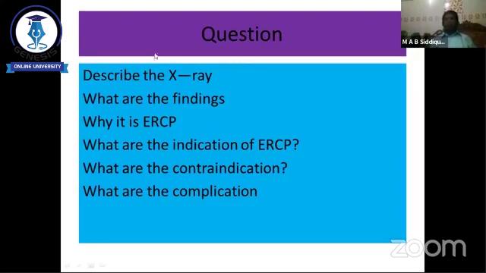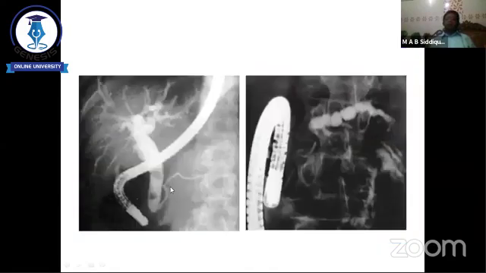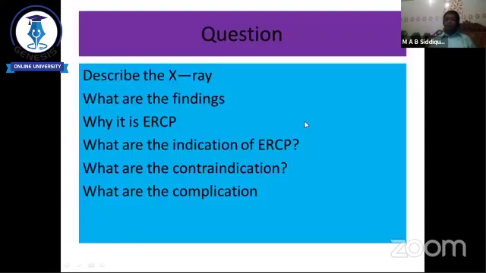So describe the X-ray. What are the findings? There is a visualization of the CBD and pancreatic duct with multiple negative shadows. This one negative shadow with dilatation of the CBD is called retained stone in the CBD, or choledocholithiasis. And if there is a dilated pancreatic duct with multiple strictures, it may be due to chronic pancreatitis. These are the findings of the two X-rays.